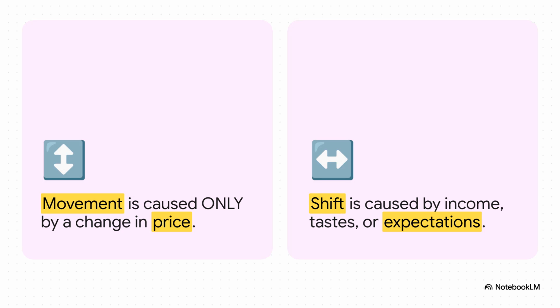Okay, pay attention to this part because the difference between a movement along a demand curve and a total shift of the curve trips up so many people. A movement along the curve is caused by one thing and one thing only, a change in the price of the good itself. Like if a new tax suddenly hikes up the price of cigarettes, buyers just slide right up that exact same demand curve and buy fewer packs. But, and here's the kicker, if the government slaps graphic warning labels on those packages, that actually changes the buyer's tastes. They want fewer cigarettes regardless of what they cost. That causes the entire demand curve to fundamentally shift to the left.